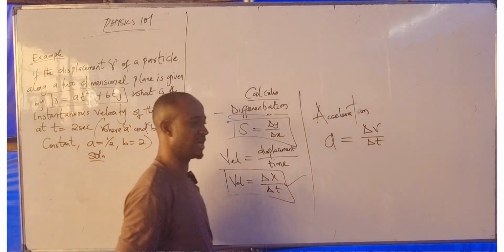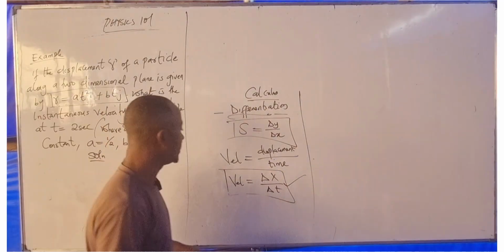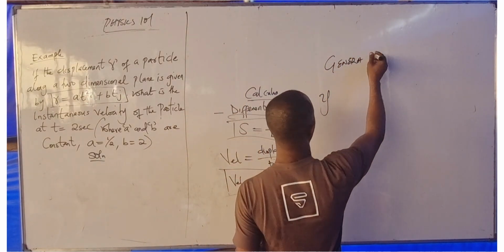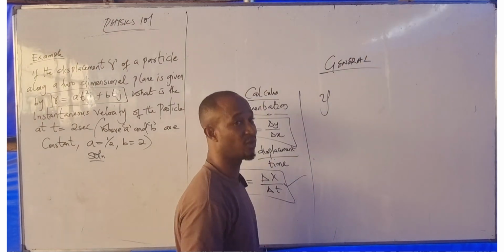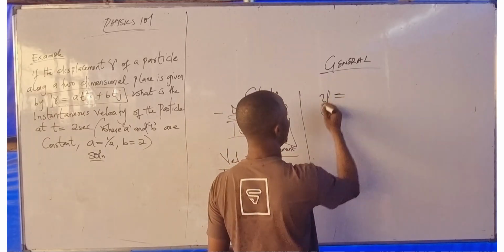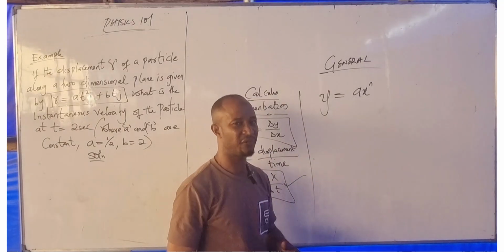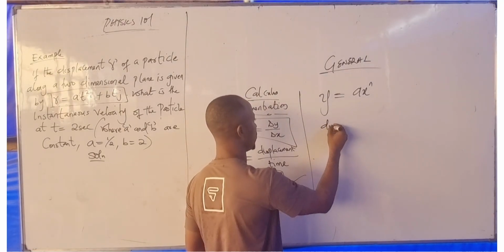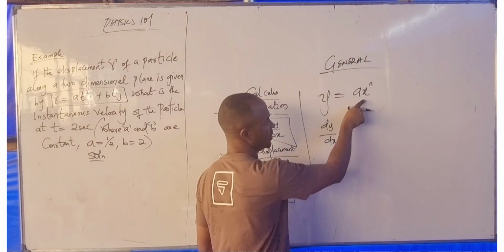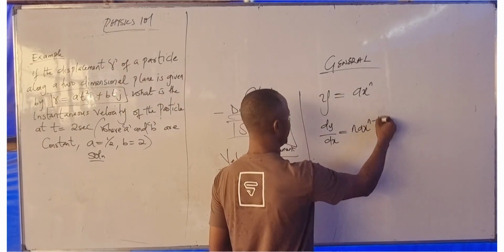Now, let me show us briefly how to differentiate an equation so you can know how to solve this problem. We have several forms of differentiation, but the first and foremost you should know is the general form. If I have y equals a x raised to power n, to find dy/dx, the change in y over change in x, I multiply the power n by the coefficient a, meaning n a, then subtract 1 from the power, which is n minus 1.